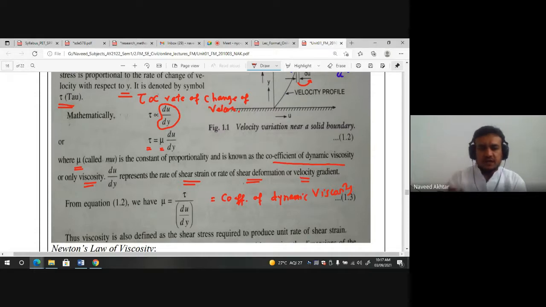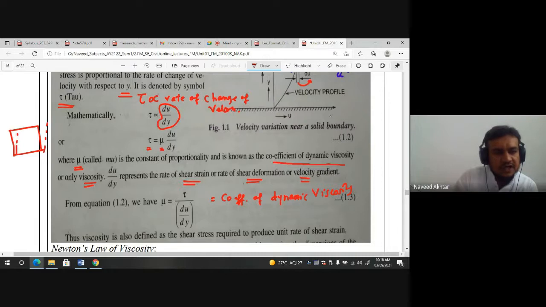So you can use any term: shear strain, rate of shear strain, rate of shear deformation, or velocity gradient. Why shear strain? If you look at a solid, then a solid will resist the shear stress. In case of a solid material, it will resist the shear stress.